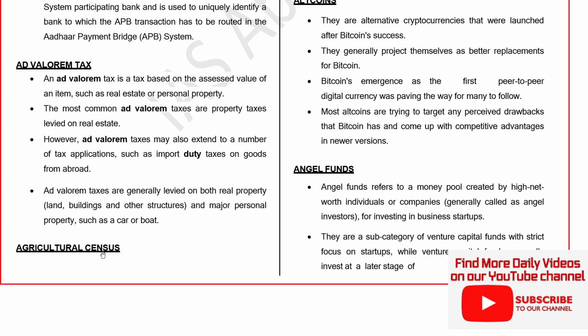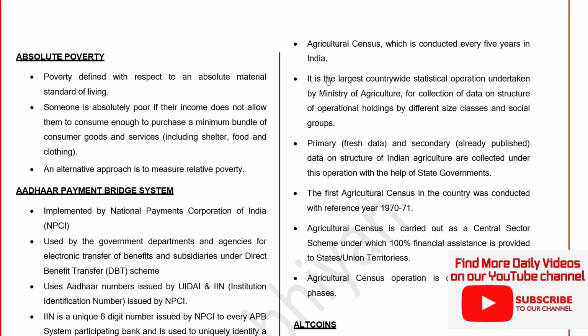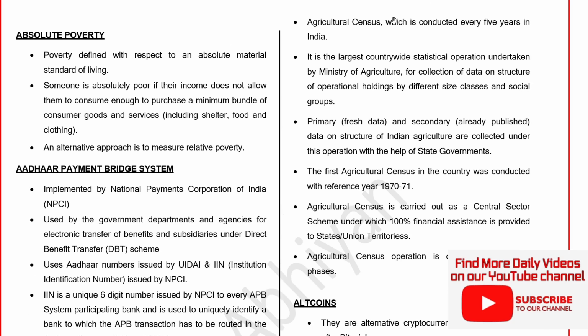Okay. Agricultural census. Next term, agricultural census, which is conducted every 5 years in India. It is the largest country-wide statistical operation undertaken by Ministry of Agriculture. So, from the statistical point of view, it is the largest country-wide statistical operation undertaken by Ministry of Agriculture for collection of data. So, even the data is collected by the Ministry of Agriculture when it comes to agricultural census.